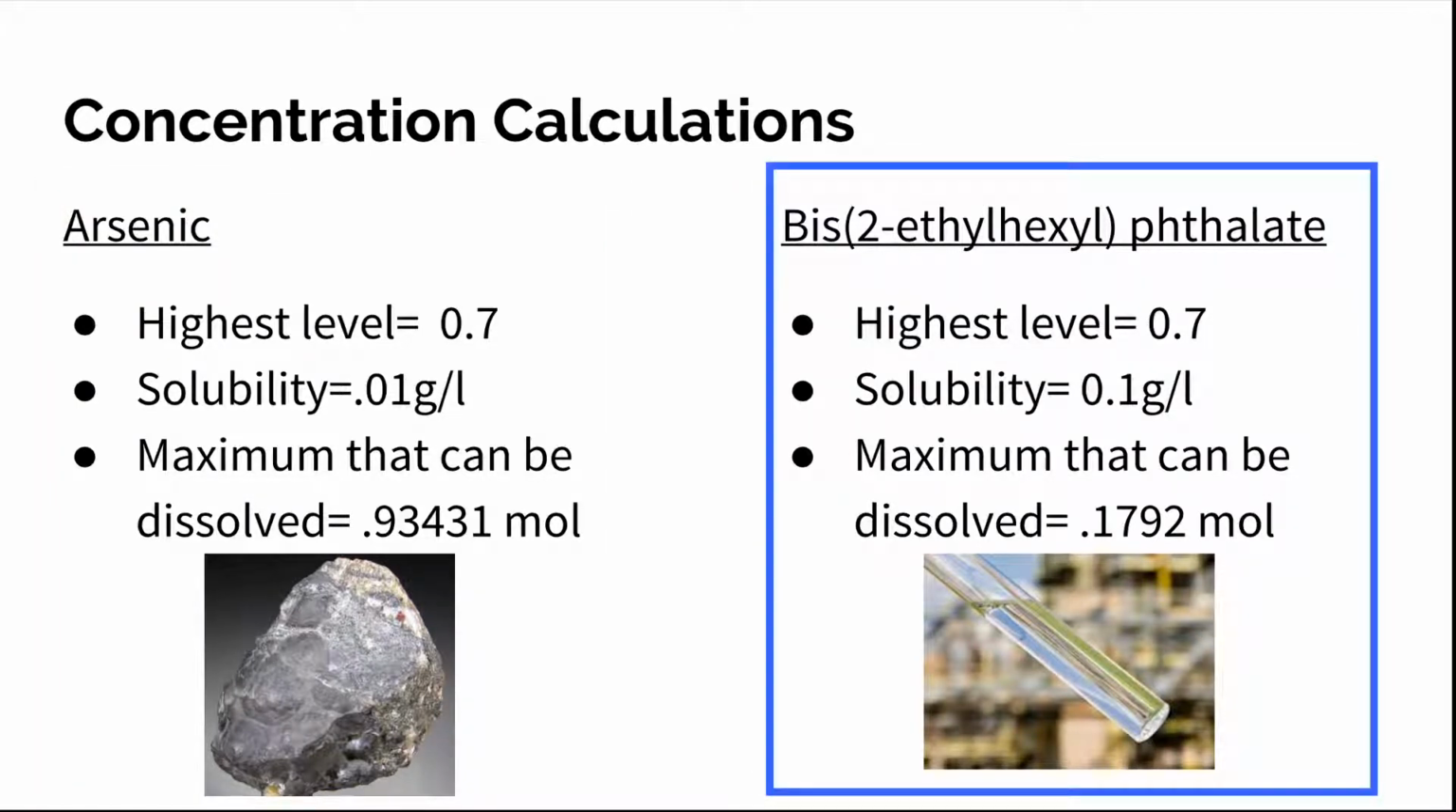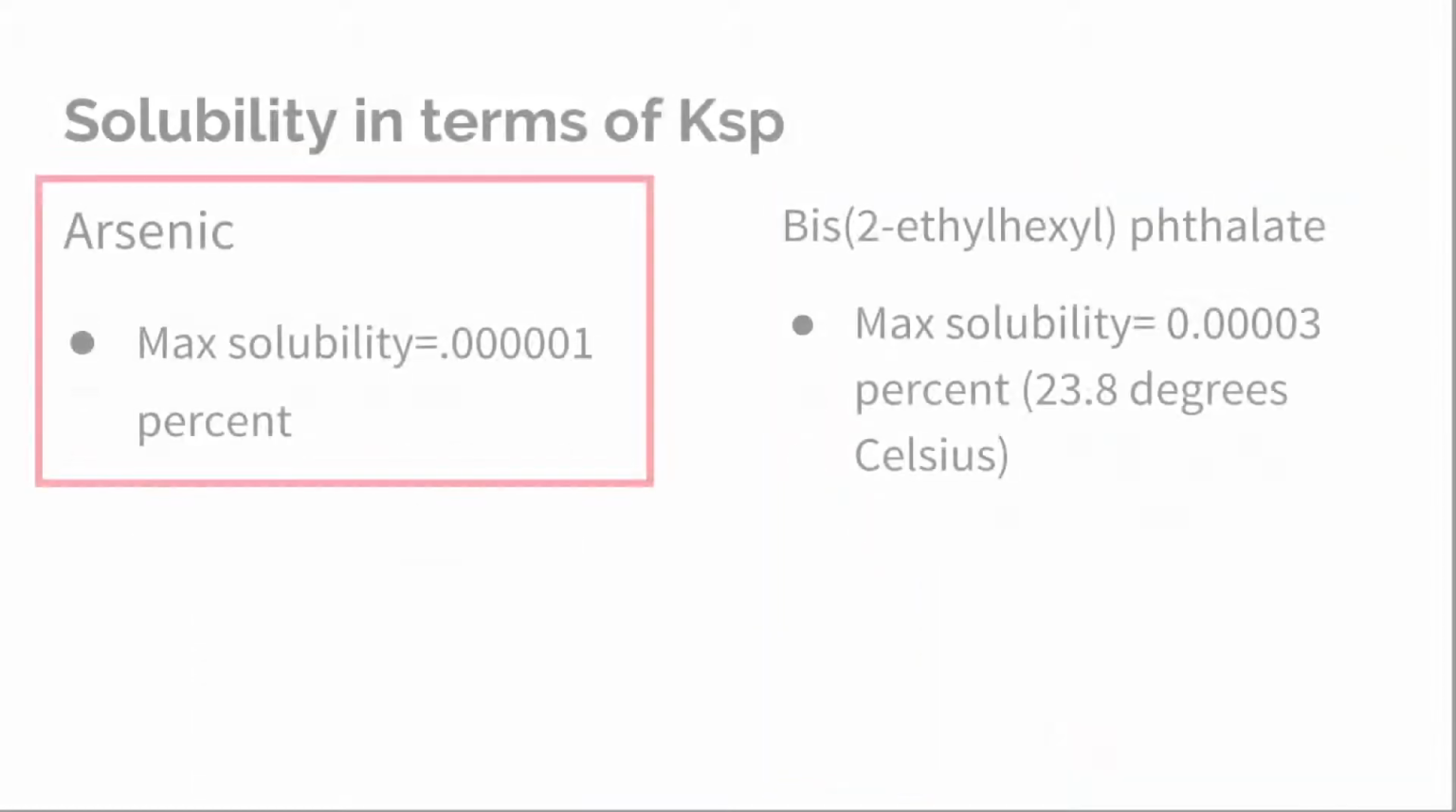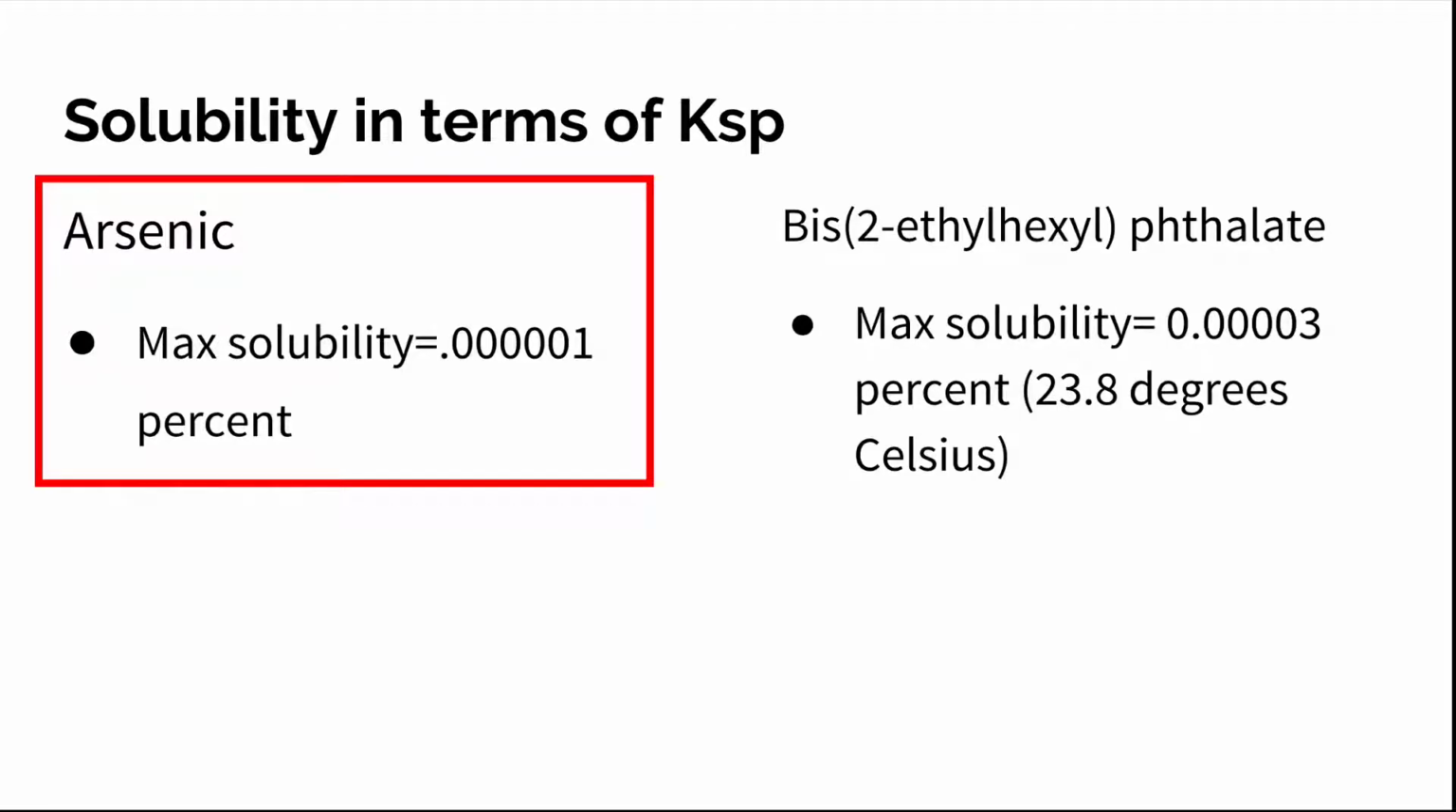The compound's highest level of concentration is 0.7 grams. Its solubility is 0.1 grams, and the maximum that can be dissolved is 0.1792 moles. To figure this out, I started with 0.7 grams and used dimensional analysis to figure out the milliliters in water. Then with that answer, I converted it into moles and got 0.1792 moles.